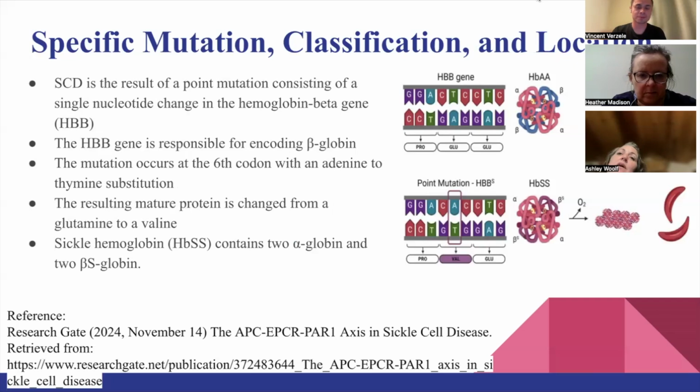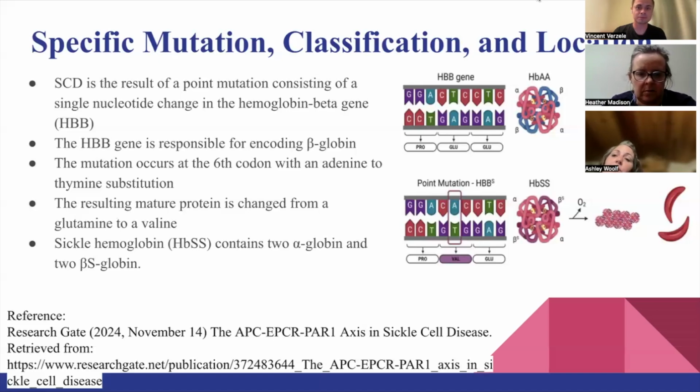So the disease is the result of a point mutation consisting of a single nucleotide change in the hemoglobin beta gene. The hemoglobin beta gene is responsible for encoding beta globin, the beta subunit of hemoglobin, a critical survival protein that transports oxygen to all the tissues in the body. The mutation occurs at the 6th codon with an adenine to a thymine substitution. This results in a mature protein changing from glutamine to valine.